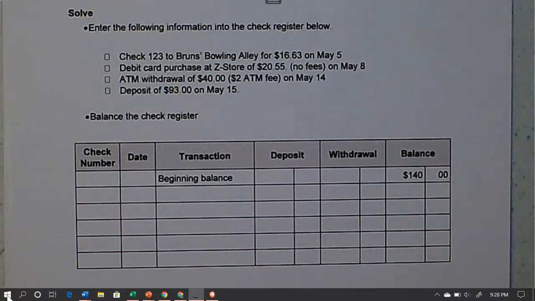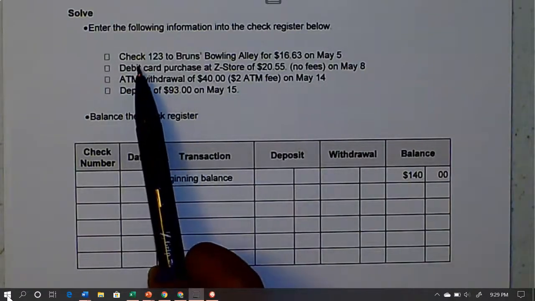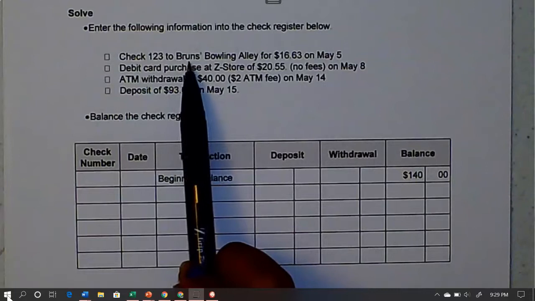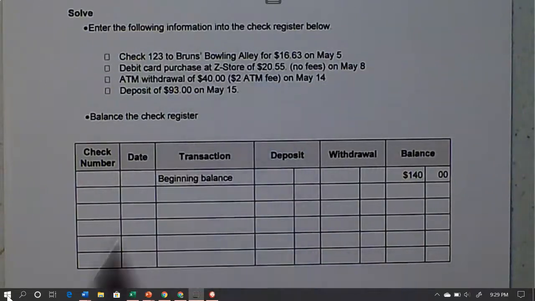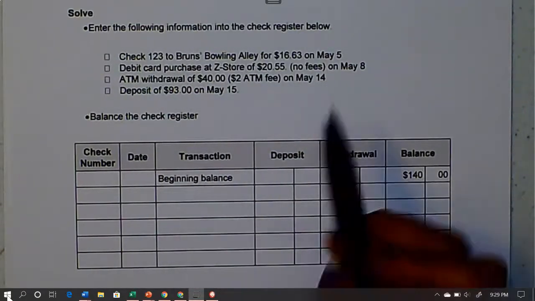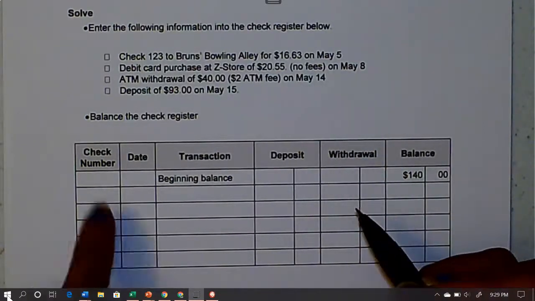Now, the main thing with balancing your check register is that we do the operation and we leave the remaining balance before we move on to the next transaction. Again, a transaction is either spending money or withdrawing money. Okay, so again, both of those describe a transaction, anything where money is being moved. So first things first, this is our first example. It says check number 123 to Bruns Bowling Alley for $16.63 on May 5th. So it gives us a lot of information.